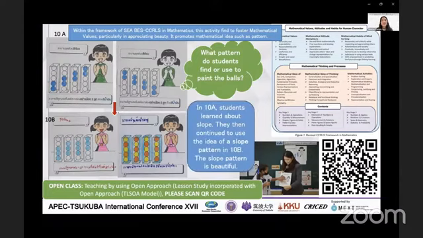For me, in 10A, students learned about slope, and they then continue to use the idea of slope pattern in 10B. The slope pattern is beautiful, like this.